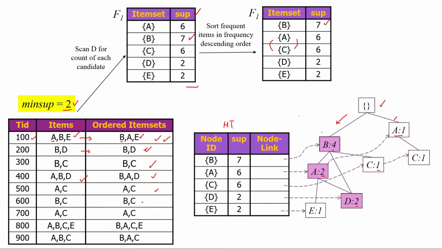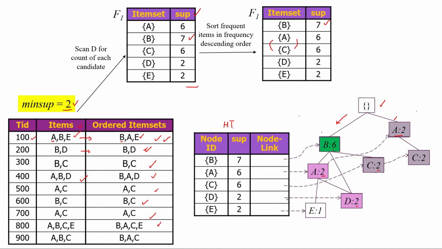Similarly, for the sixth transaction we have to add B, C. So B's count is 5, and then from B to C, C's count is incremented to 2. Then for the seventh transaction, A, C, again we go along this path, we increment A, and similarly we increment C.